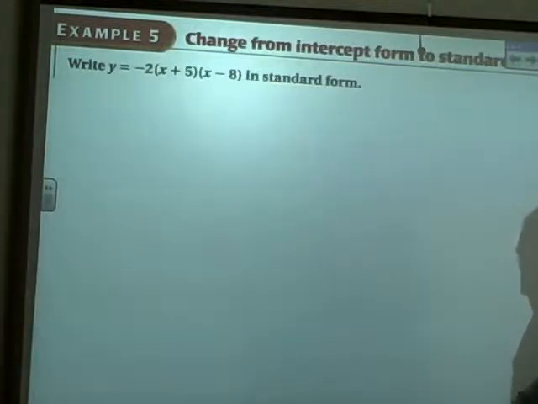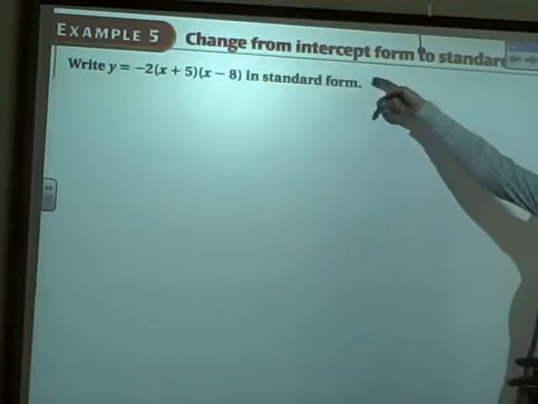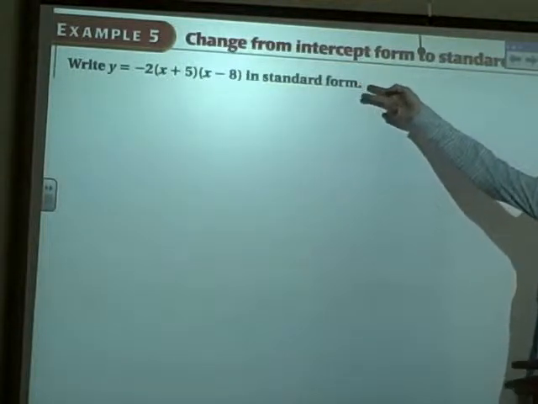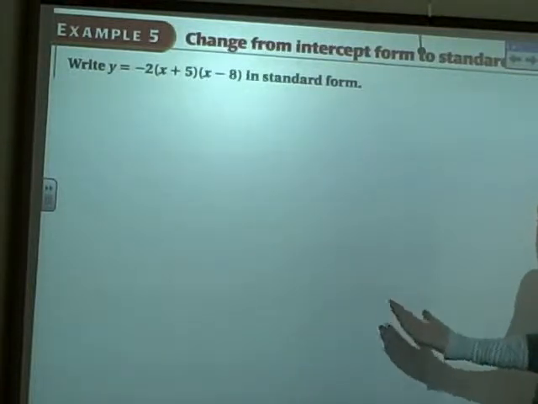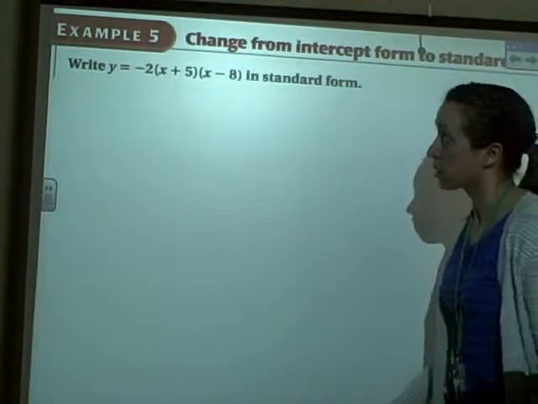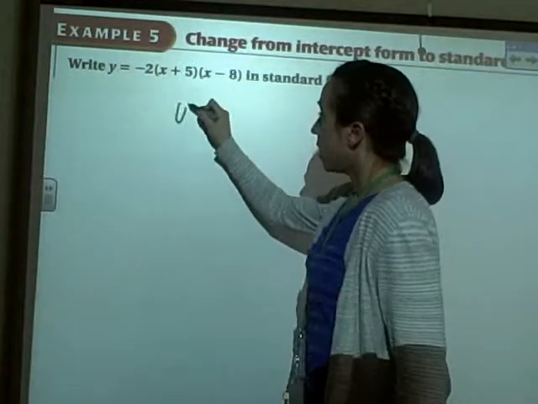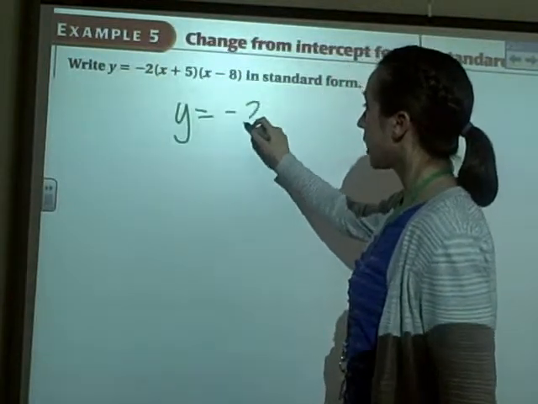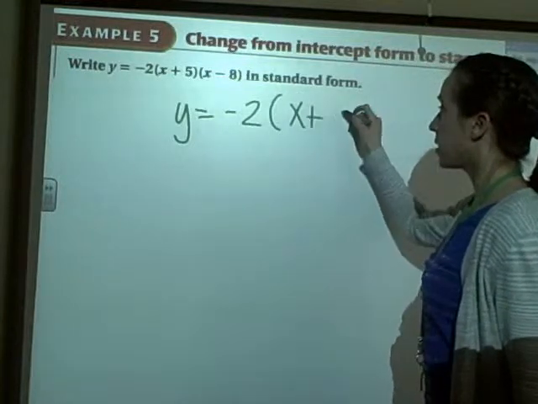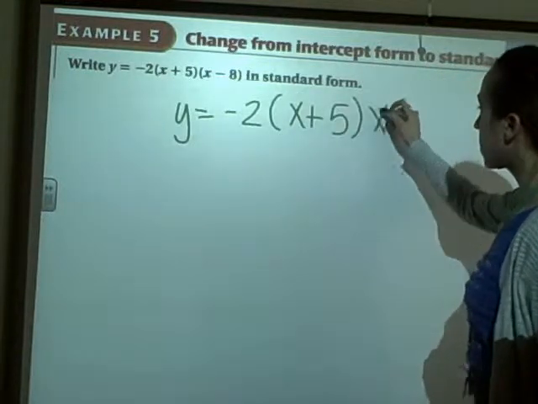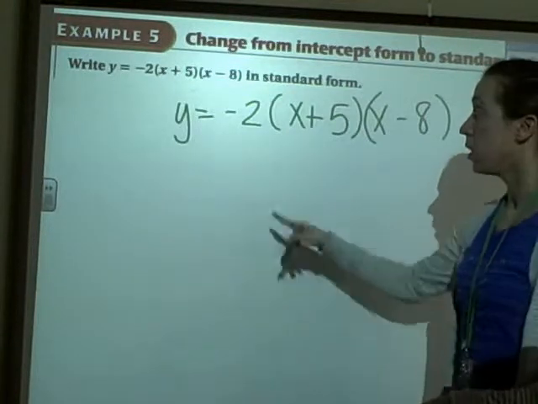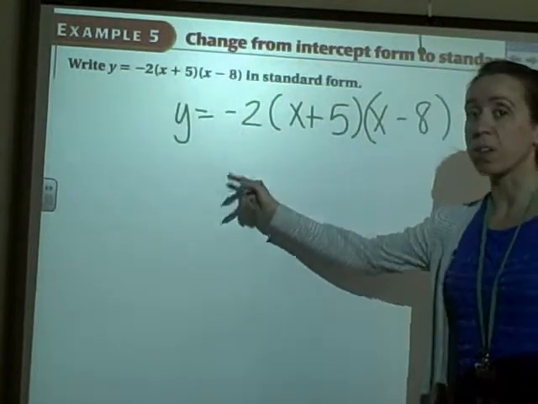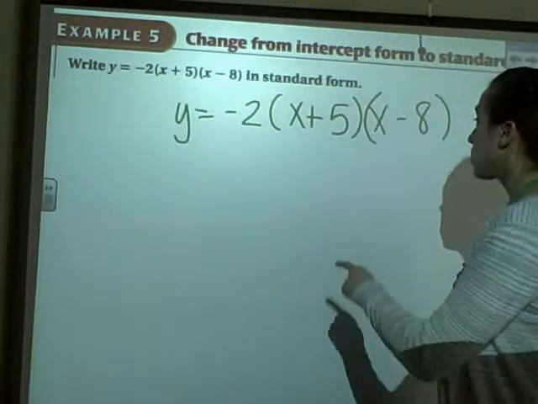Alright, the very last thing that we have to do with this section is change an equation from intercept form into standard form. And we're just going to do that by doing our algebra, combining like terms. So we have y equals negative 2, x plus 5, x minus 8. First thing you're going to do is FOIL. You're going to worry about that 2 outside the parentheses later. Okay, so we're going to FOIL.